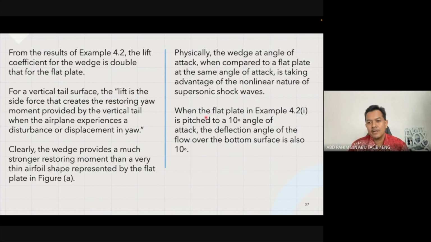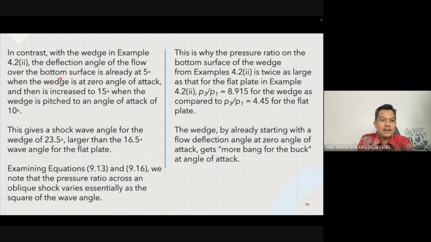And when the flat plate in example 4.1, the flat plate case, is pitched to a 10-degree angle of attack, the deflection angle of the flow over the bottom surface is also 10 degrees. All right. So in contrast, for case number 2, example 4.2, for the wedge, the deflection angle of the flow over the bottom surface is already at 5 degrees when the wedge is at 0 angle of attack, and then it is increased to 15 when the wedge is pitched to an angle of 10 degrees, right? So 5 plus 10 results in 15 degrees.